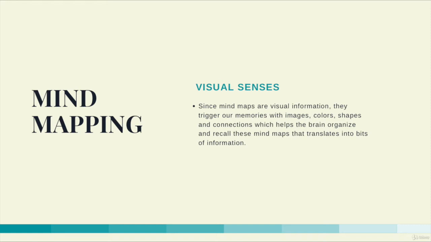Since mind maps are visual information, you're drawing a mind map, they trigger our memories with images, colors, shapes, and connections, which helps the brain organize and recall this information as bits of information. I'm pretty sure we went through these concepts in different parts of the course, and we're going to go through them maybe in further lectures. You are using your visual senses to remember this information.